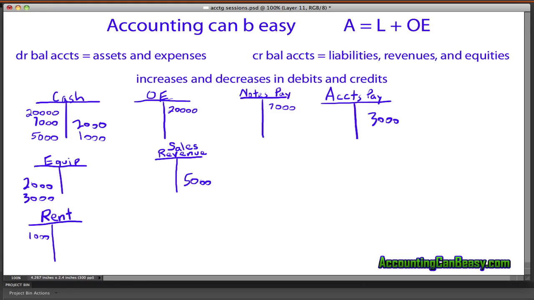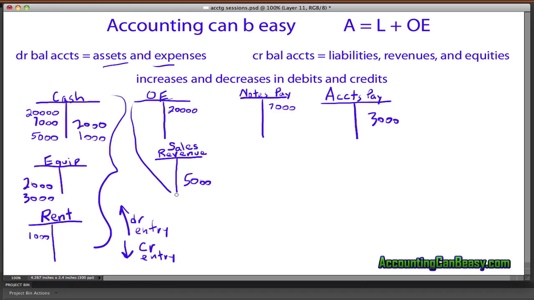Okay, so everybody's doing great so far. So what we have here in summary is basically these are all our asset accounts and expense accounts on the left side. And as you can see, they generally have debit balances. So when we increase them, it will be from a debit entry. And when we decrease them, it will be from a credit entry.